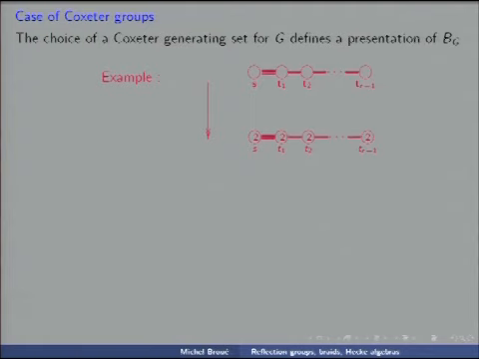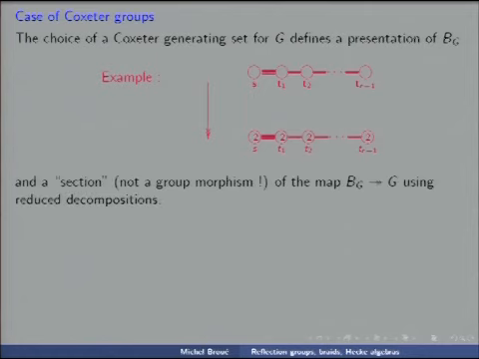It's known, and I'm going to come back on that case, but let me just quote this at the moment. So the choice of the Coxeter generating set for G defines a presentation for the corresponding braid group. And I want to interpret this element pi and this element zeta, etc. in that context. Of course, having this, one has a section, which is not a group morphism, of the surjection BG down to G using a reduced decomposition, and it goes that way.